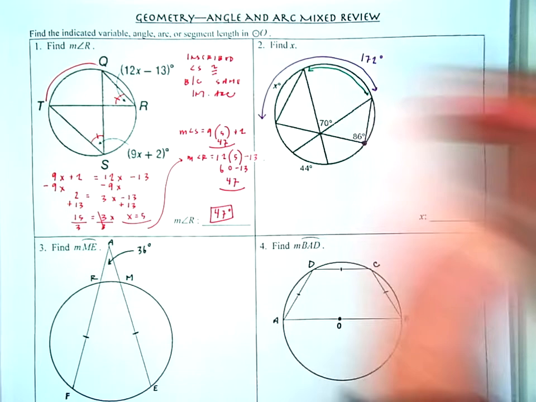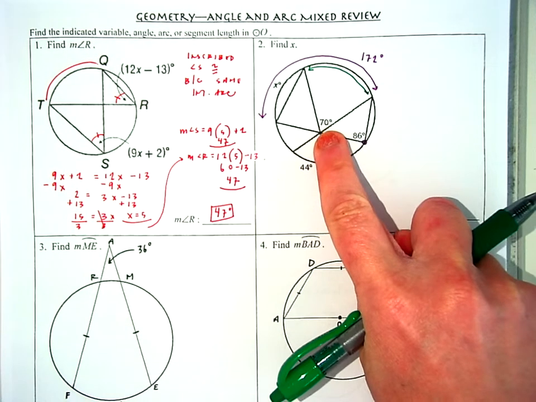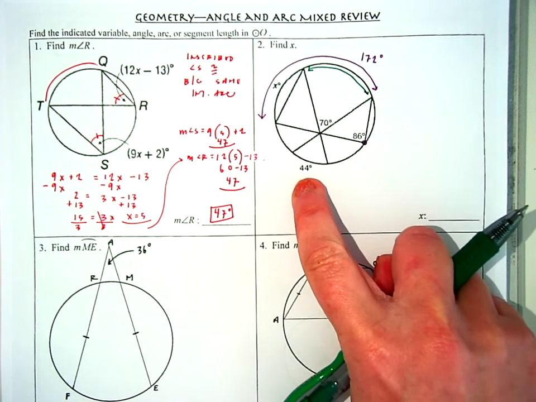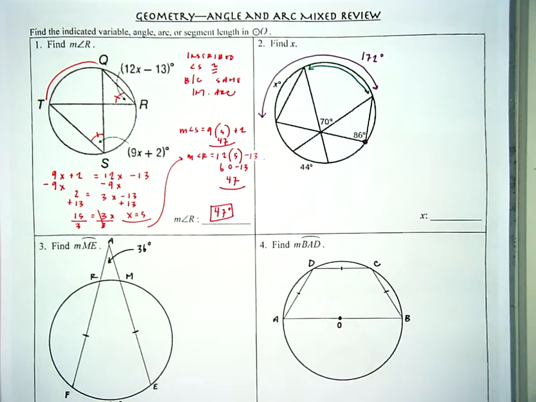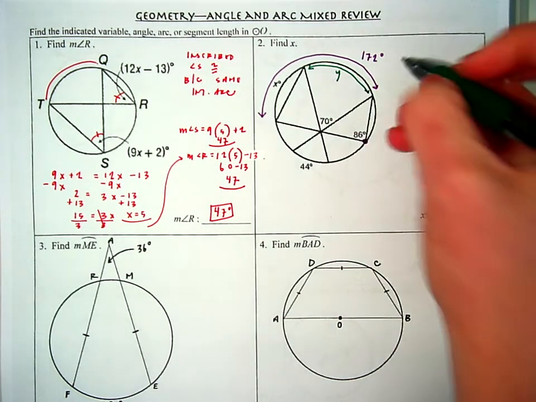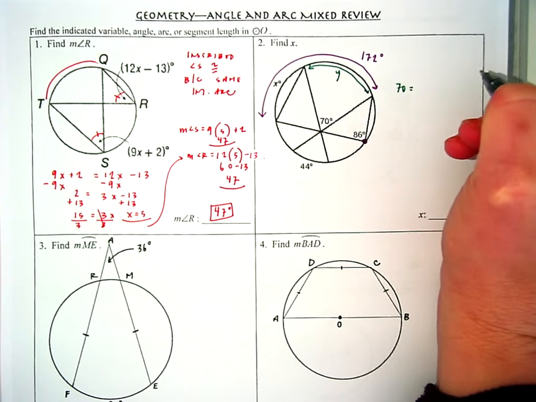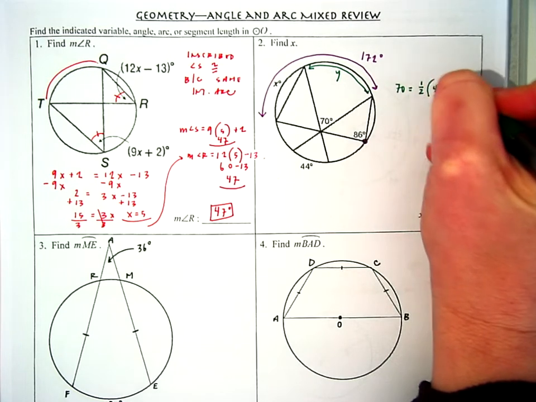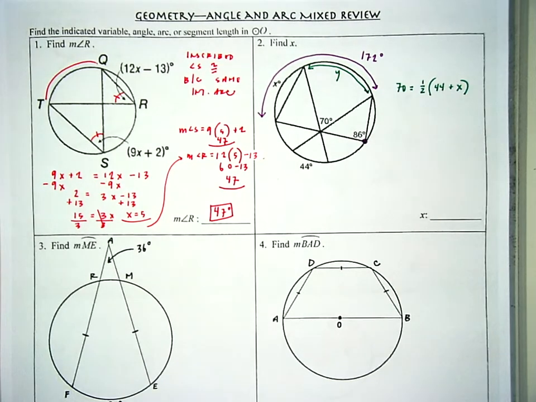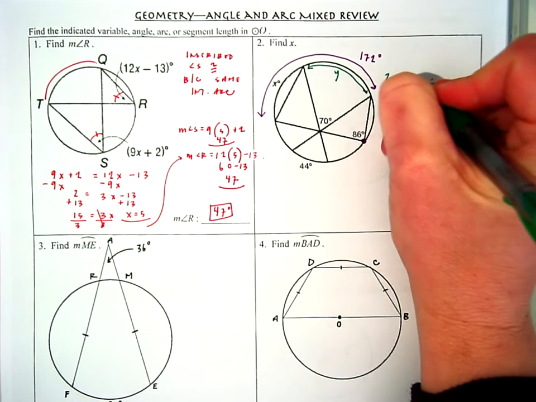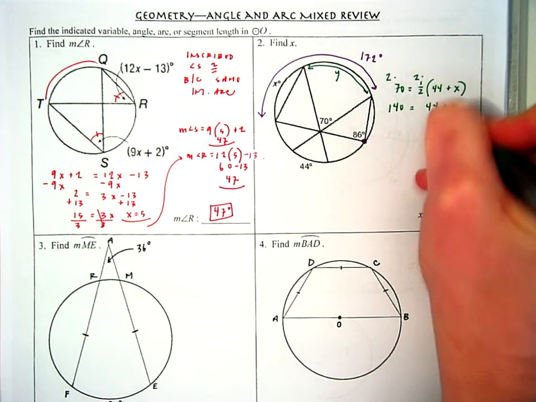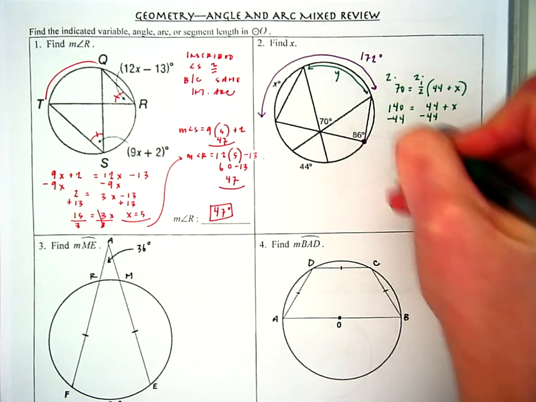I can see a relationship right here where this angle has a measure of 70 degrees. Its vertex is inside of the circle, and I have one of the two arcs. So let's say that I temporarily call this one y. I want to solve for y so that I can get to x. Here I know that the angle that's 70 degrees is equal to the average of the two intercepted arcs, so half of 44 plus y. Now I want to clear my fraction, so I multiply each side by 2. Here I have 140 is equal to 44 plus y. Take away the 44, and y equals 96.